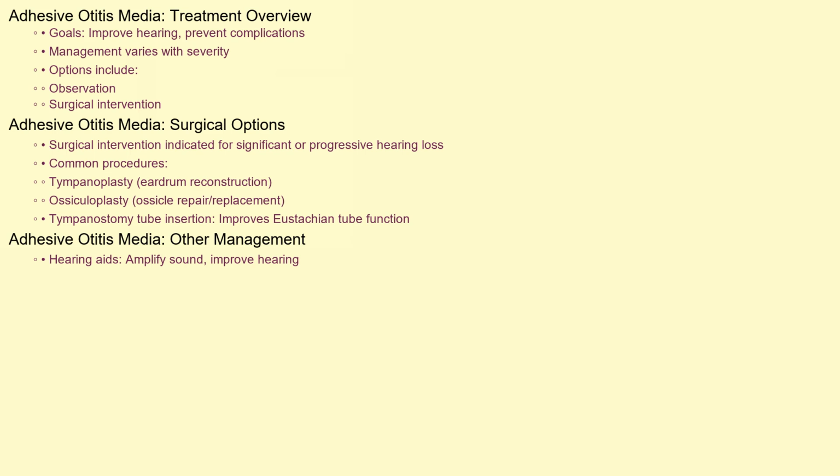Treatment for adhesive otitis media aims to improve hearing and prevent further complications. Management options vary depending on the severity. For mild cases, observation with regular monitoring may be sufficient. However, if hearing loss is significant or progressive, surgical intervention is often necessary. Tympanoplasty, which involves reconstructing the eardrum, and ossiculoplasty, which involves repairing or replacing the ossicles, are common surgical procedures. In some cases, a ventilation tube, or tympanostomy tube, might be inserted to improve eustachian tube function and prevent negative pressure buildup. Hearing aids can also be used to amplify sound and improve hearing.